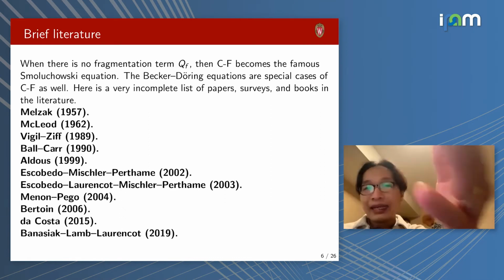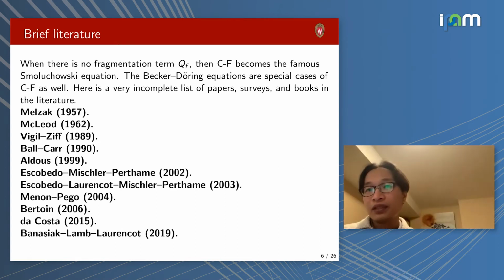Okay? And I list here a bunch of amazing and important results in the literature, both in physical context and in mathematics. The rigorous treatment of those equations probably started from the paper by John Ball and Jack Carr in 1990. And it appears in both PDE and probability contexts.